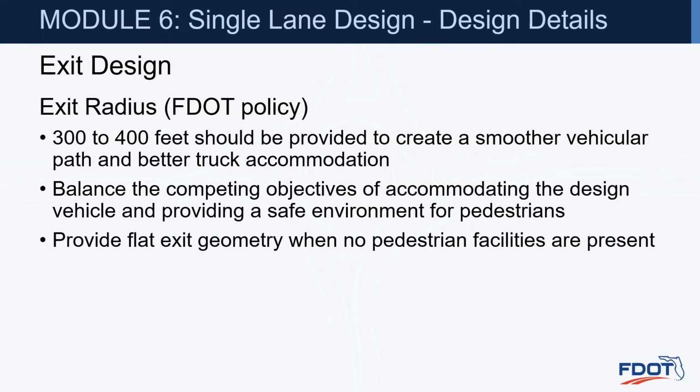So let's take a look at the DOT policy for exit radius, and they recommend 300 to 400 feet should be provided to create a smoother vehicle path and better truck accommodation. This should balance the competing objectives of accommodating the design vehicle and providing a safe environment for pedestrians. And we want to provide flat exit geometry when no pedestrian facilities are present.